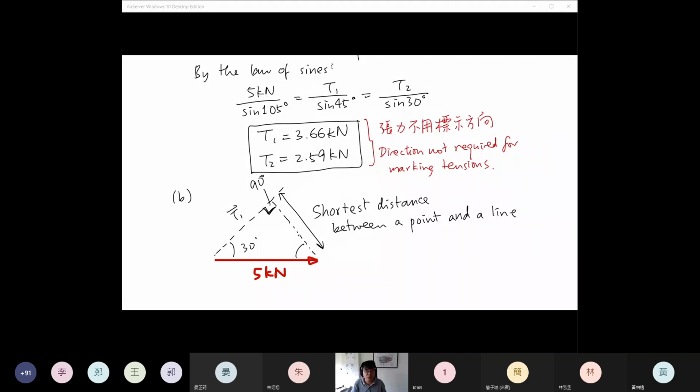Does anybody know? You can type it in the box or say it in Chinese or English. I assume you know. How much is it? 2.5 kilonewton is the force. But how about alpha? 60 degrees. Very good. So alpha is equal to 60 degrees, right?